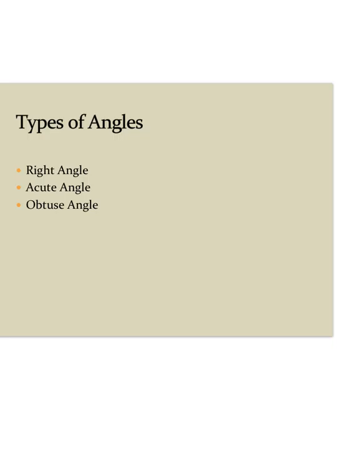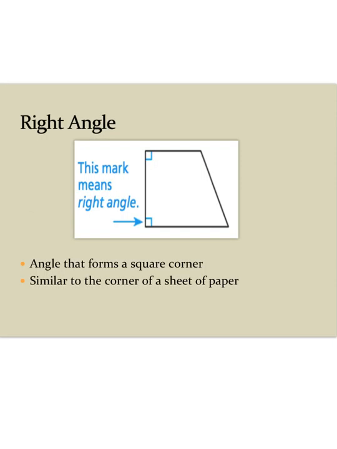Now, before we can get moving, we need to understand types of angles. The first type of angle is a right angle, and we already talked about that. The second type of angle is an acute angle, and last, we have an obtuse angle. A right angle forms a square corner, and is similar to a sheet of paper. A right angle has a measure of 90 degrees and is signified by these boxes.